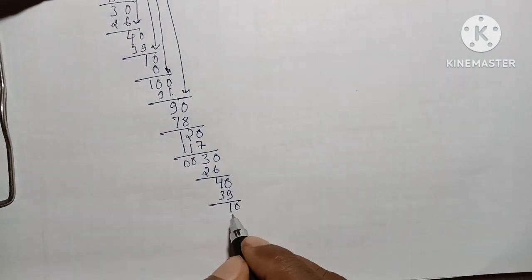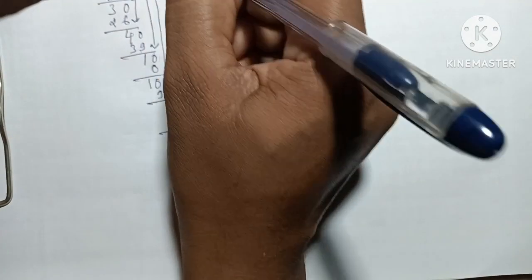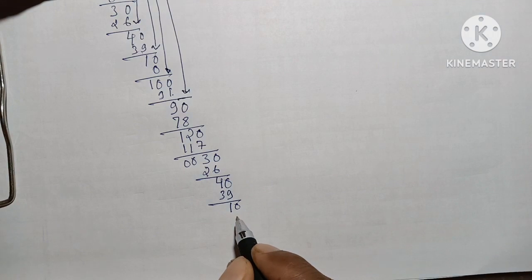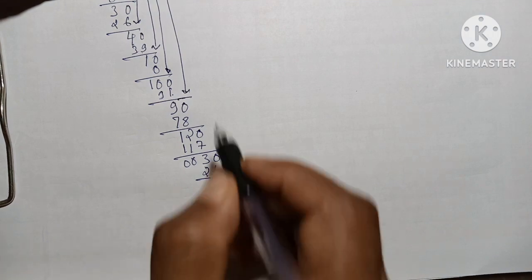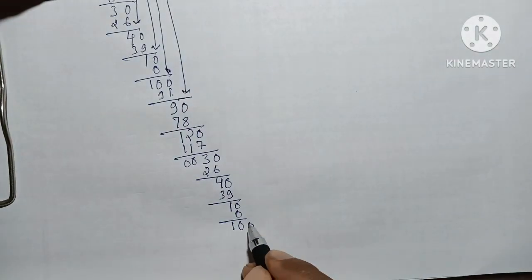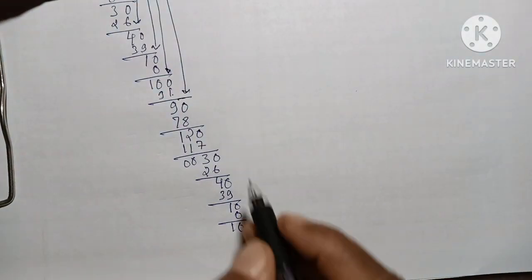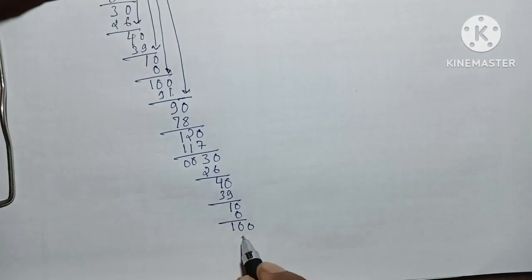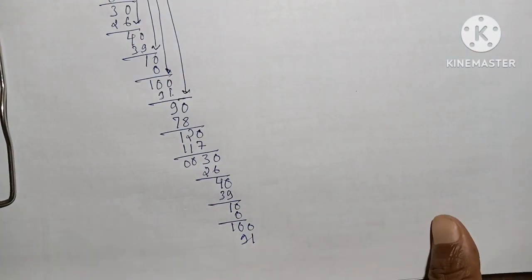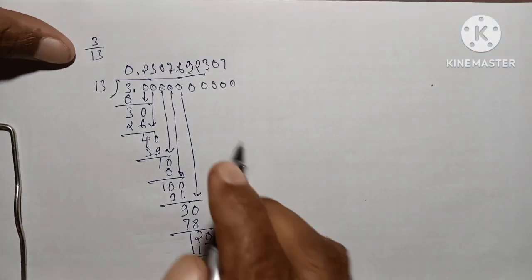Okay. Then not possible to divide 0. Then here also 0. Then 10. Then 1 more 0. 1 more 0 here. 13 7s are 91.